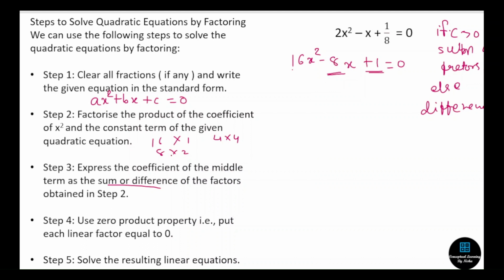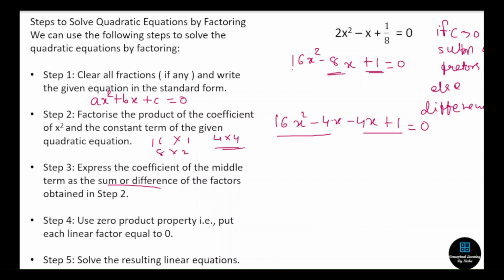No. 8 and 2, again no. But 4 and 4. If I add 4 plus 4, we'll get 8. Correct? So what do we do? Here I'll write the middle term by splitting it using these factors. So 16x square minus 4x minus 4x plus 1 equals 0. What did I do? I split the middle term using these factors, and now I can group them and factorize them.